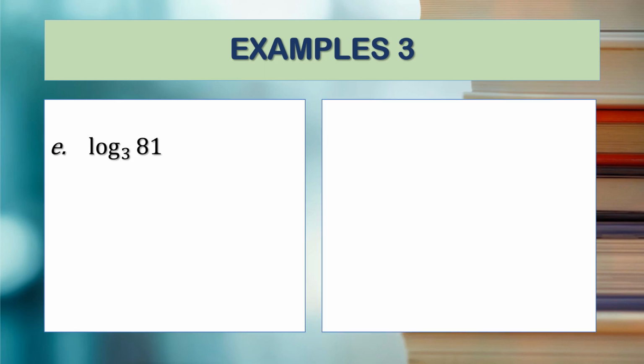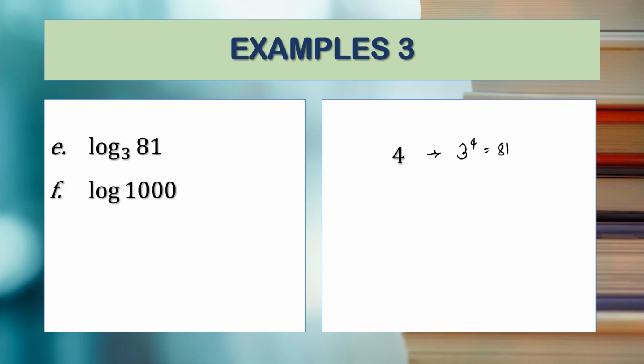Here are the next set of examples. First, we have log of 81 with base 3. What exponent will give you a value of 81 with base 3? Okay, it's 4. So if we're going to transform this into exponential form, we have 3 raised to 4 is equal to 81.